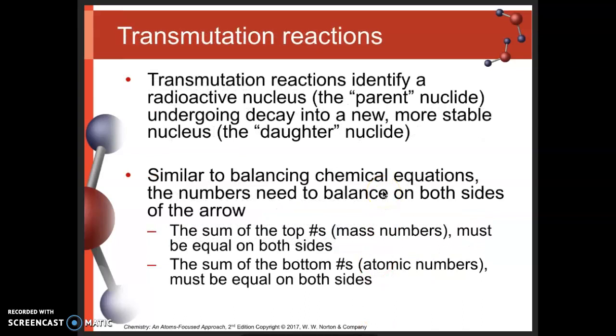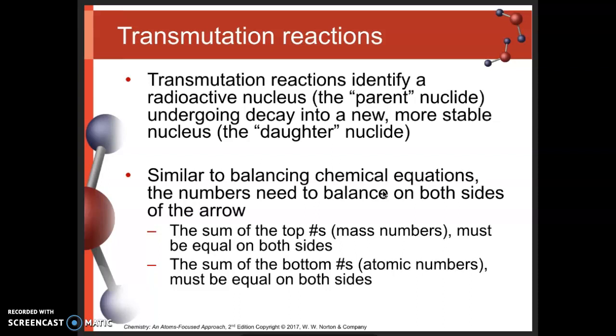Now we can keep track of the results of these radioactive decays using something called a transmutation reaction. A transmutation reaction is really simple. You have a parent nucleus, a nucleus that was unstable and undergoes decay, and then you have a daughter nucleus. The daughter nucleus is more stable. It is the result of the radiation. And then you have a radioactive particle, which can be an alpha particle, a beta particle, a gamma ray, neutrons, any number of things.